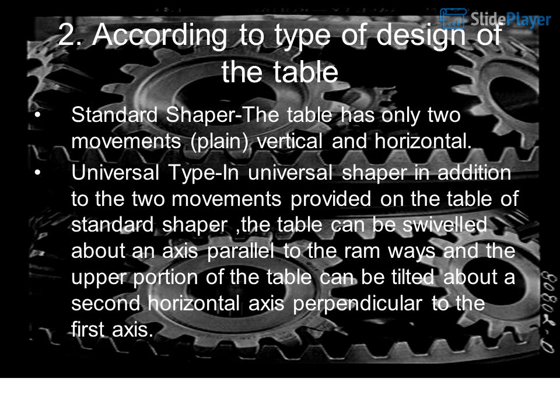2. According to type of design of the table. Standard shaper. The table has only two movements, vertical and horizontal. Universal type. In a universal shaper, in addition to the two movements provided on the table of a standard shaper, the table can be swiveled about an axis parallel to the ram ways and the upper portion of the table can be tilted about a second horizontal axis perpendicular to the first axis.